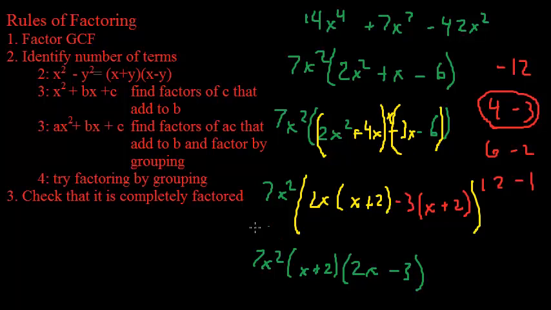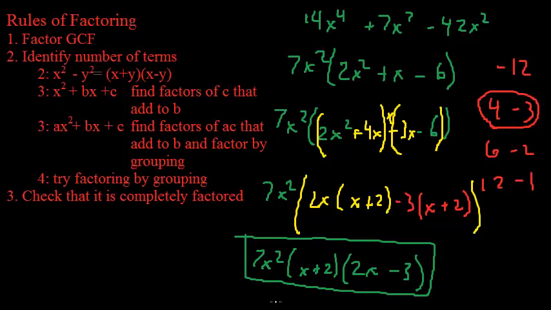So I check this to see if this is my final answer. Right, 7x squared cannot be factored any further. X plus 2 cannot be factored, and neither can 2x minus 3. So this is my final factored form.